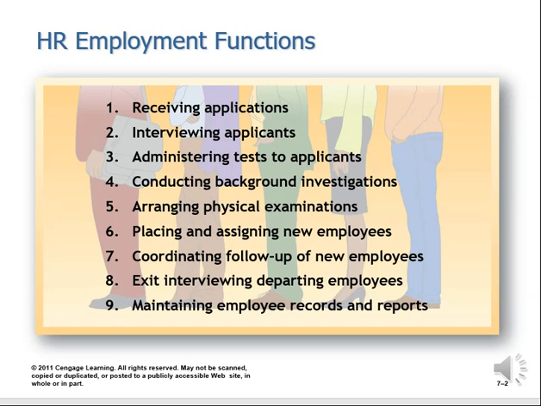The process in general for receiving people who are interested in applying for a job within a company is pretty straightforward. Step number one is you receive the applications. Two, you interview the applicants. Three, you may give the applicant some type of a test that you want them to perform. Four, conduct background investigations. Five, arrange for any physical examinations if that's necessary. Six, placing and assigning new employees. You want to put them where they belong. Seven, coordinate for follow-up with the new employees.